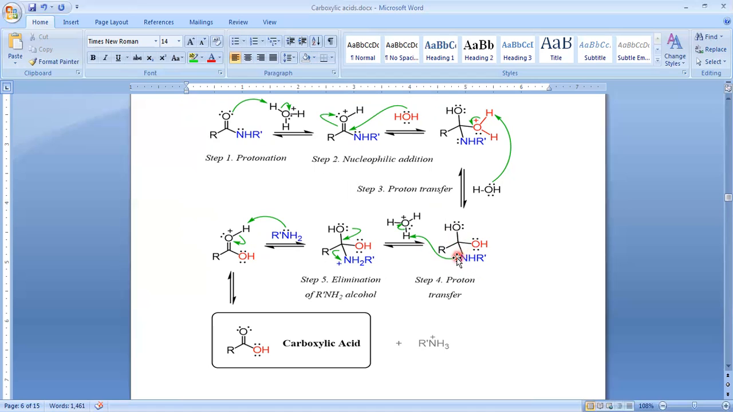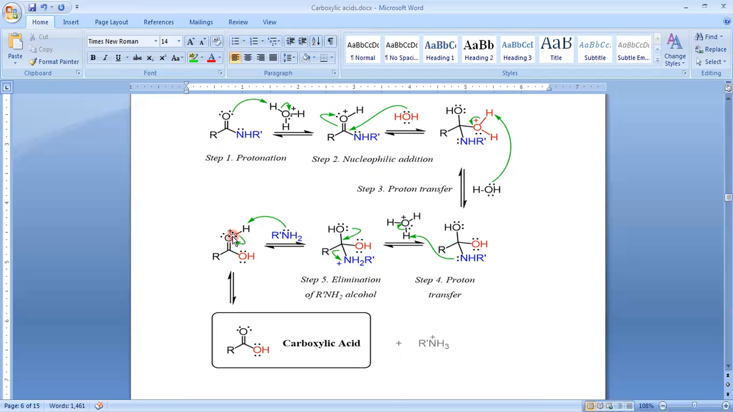So this nitrogen has more tendency of donating lone pair electrons compared to oxygen. That's why this proton attacks on nitrogen, so thereby nitrogen will get the positive charge. Next step, this lone pair of electrons shifts here, which facilitates the elimination of the NH2 group, the amine group.